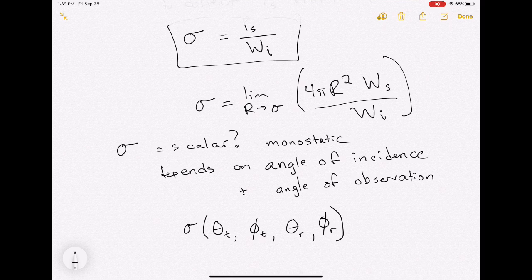Actually, calculating the radar cross-section is well outside the scope of this class. This is an undergraduate antenna class, not a graduate level electromagnetics class, so we're not going to talk about that, but I wanted you to fully understand how the radar cross-section is defined and what it means for radar systems.